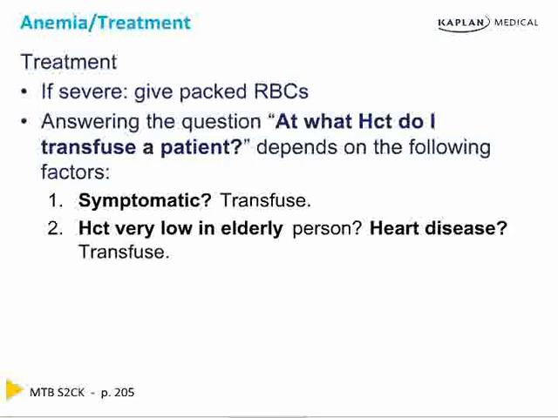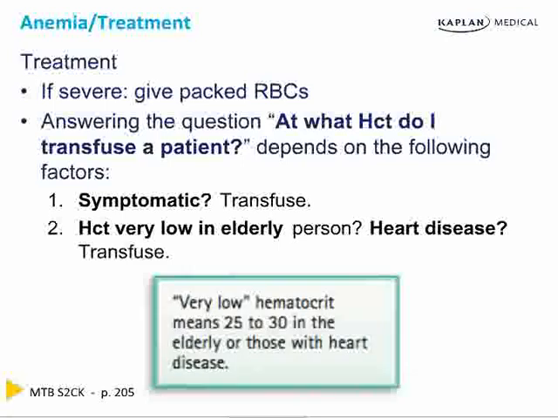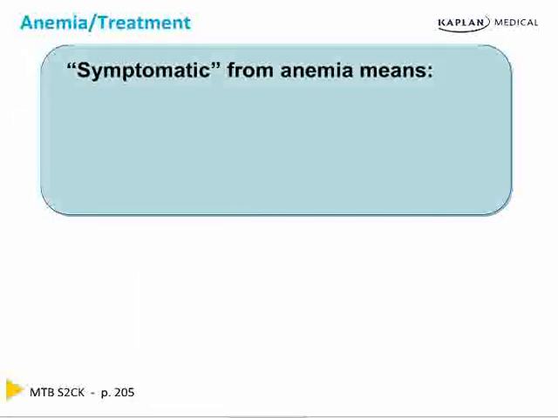Now, consider a very elderly, ill person with heart disease, in other words, a hematocrit that's very low in the elderly. They need to be transfused if it's very low, and very low means less than 25 to 30, because if you're elderly and have heart disease, you may infarct as your first symptom. So if you're a 70-year-old guy who's got coronary disease, even if they're asymptomatic, you can't let them walk out of the hospital with a hematocrit at 24, they're going to infarct. Fix it. So you transfuse patients when they're symptomatic of anemia.